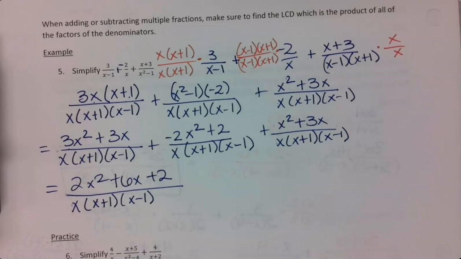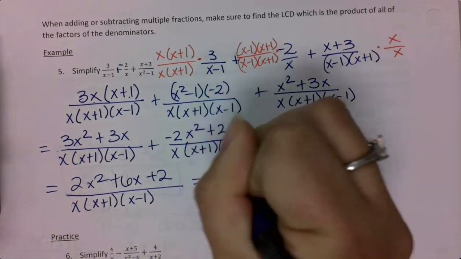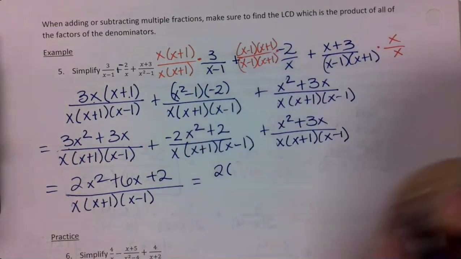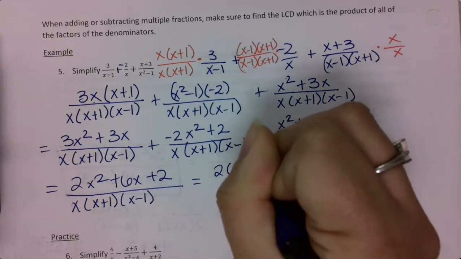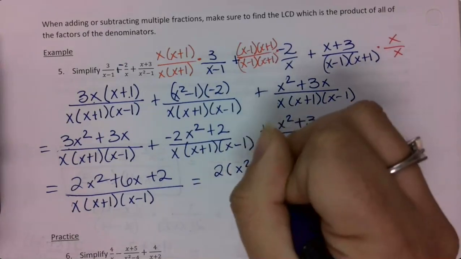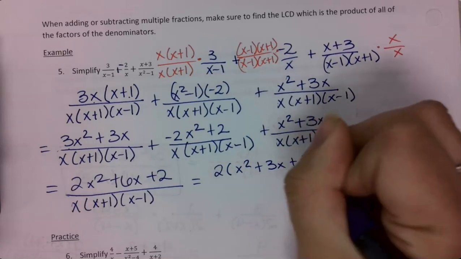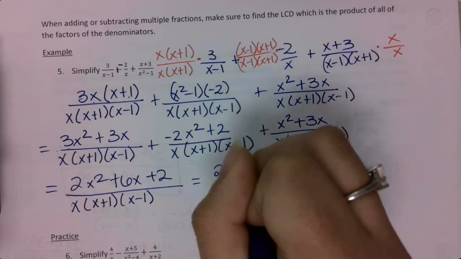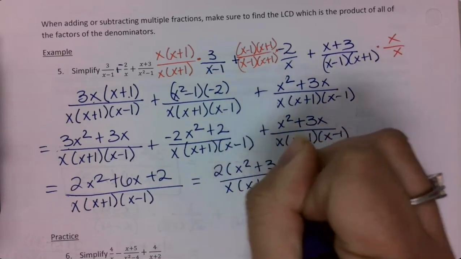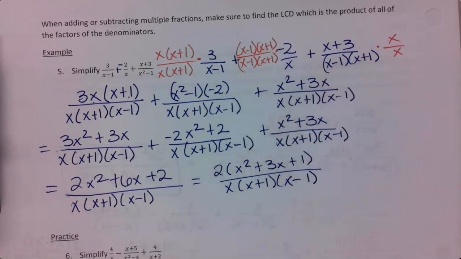Can I factor my numerator? Okay, what can I do? Take out a 2, and then I'm left with x squared plus 3x plus 1 over x times x plus 1 times x minus 1.